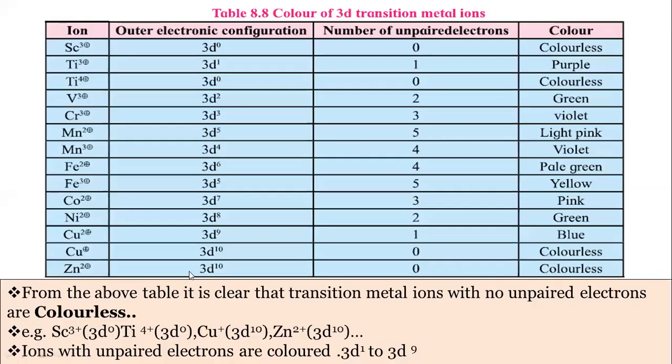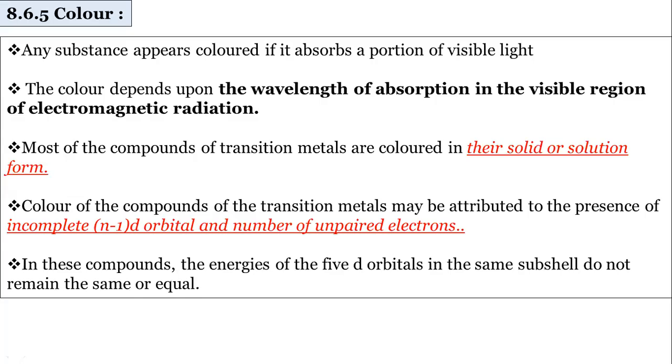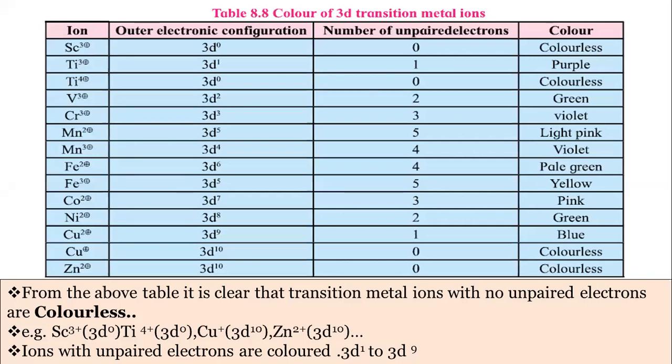First one, I am coming to the color due to the number of unpaired electrons. If an unpaired electron is there in the d orbital of the outermost shell, these elements are colored. If there is no unpaired electron, it appears colorless. With this table we can understand: in the first column the ion is given, then the outermost electronic configuration, then the number of unpaired electrons, and the color.